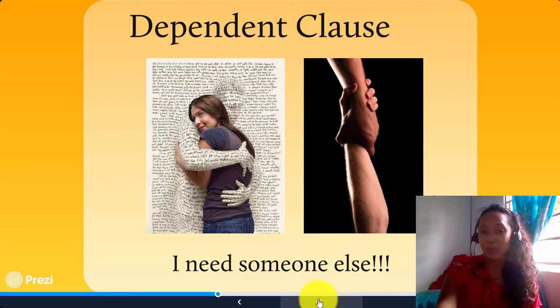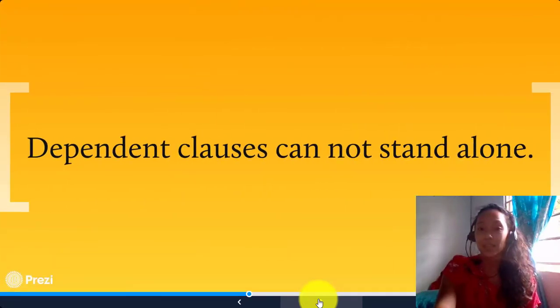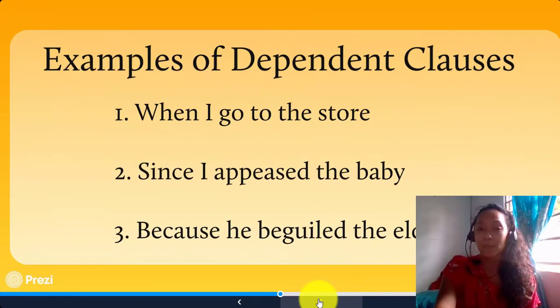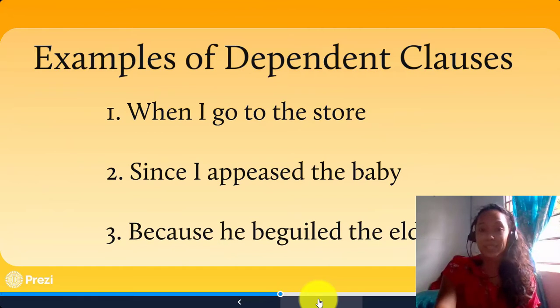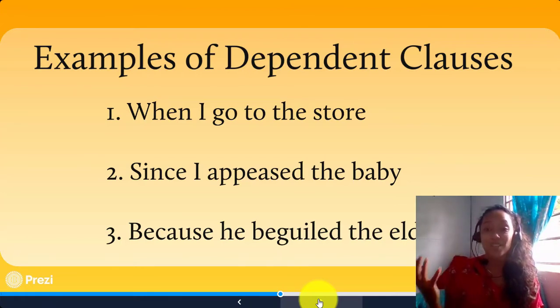What do I mean by dependent clause? I mean that the dependent clause cannot stand alone. It's not a sentence. Basically, a dependent clause sounds something like this: when I go to the store, since I appeased the baby, because he beguiled the elderly couple. Notice that all of these dependent clauses start with what word? When, since, because, and all of these are the subordinating conjunctions, the ones that we wrote in our notebook in the last video.